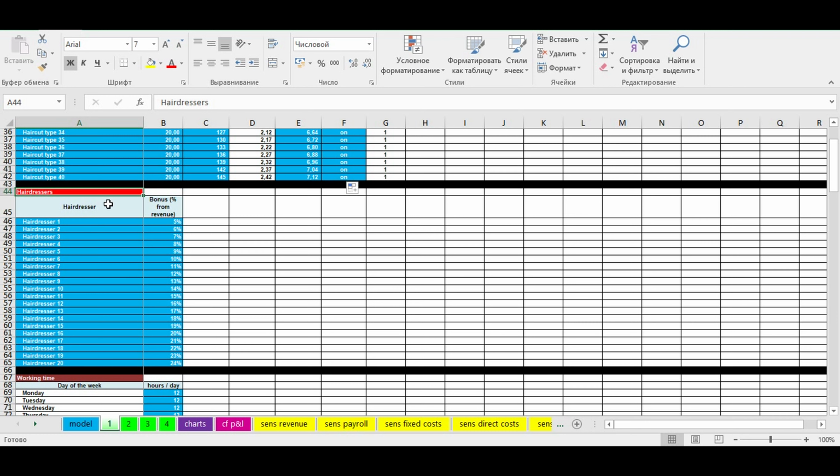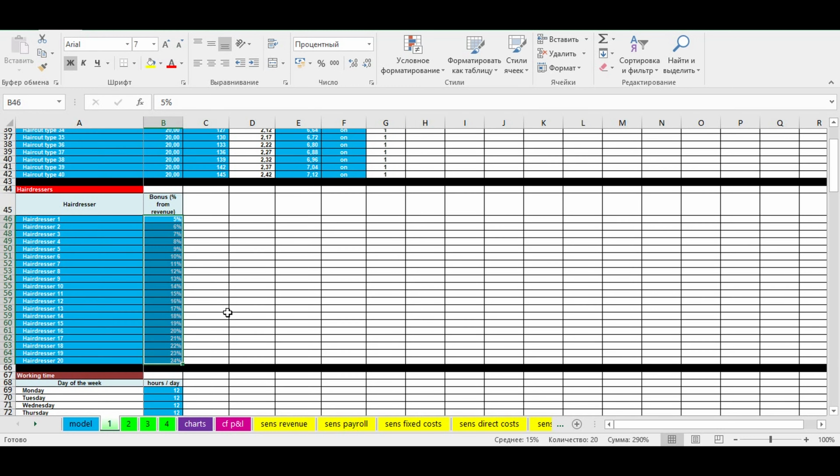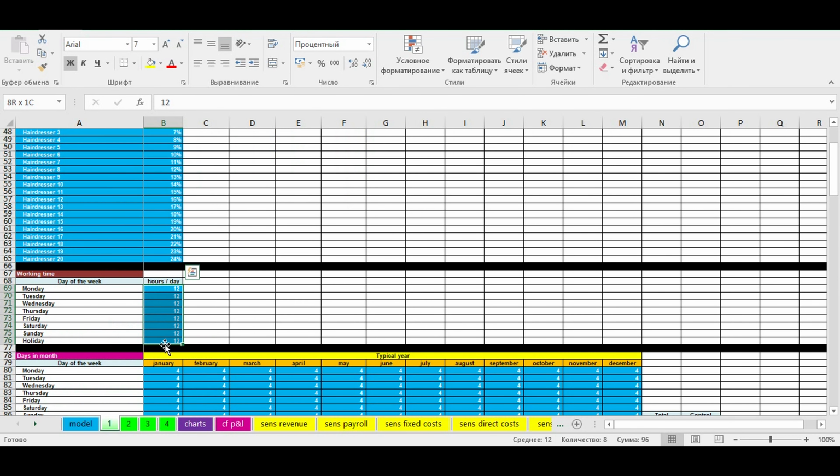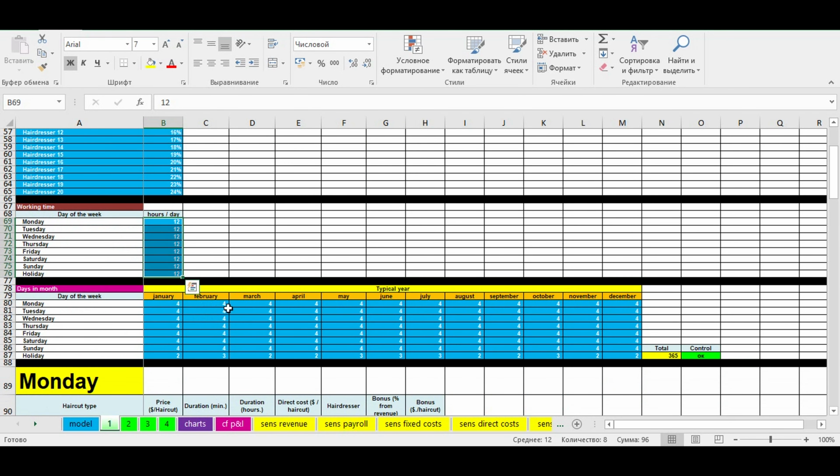Then we have a list of our hairdressers and bonuses they get from revenue from each service they make. After that, we set the amount of working hours of the workplace during a typical week plus holiday. Then, we specify the amount of weekdays and holidays in each month of a typical year to get the 365 days in a year.